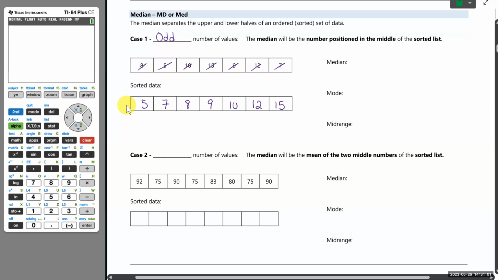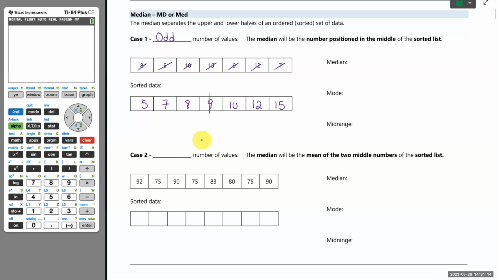And now the middle of that list. You can probably visually see that middle position. At that 9, there are 3 numbers to the left of it and 3 numbers to the right of it. And so that is the median. So MED, median.